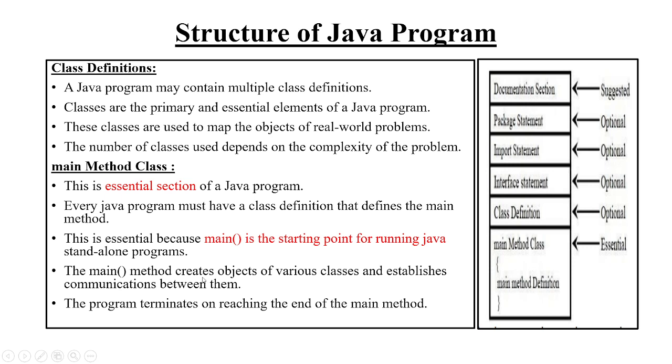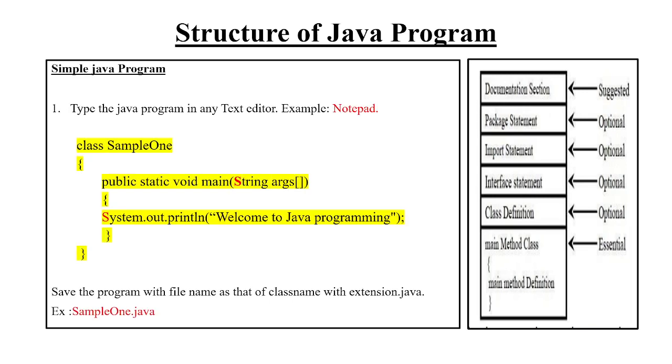So the main method creates the object of various classes and establishes the communication between them. And the programs are terminated on reaching the end of our main method. Now let us look at a sample Java program.